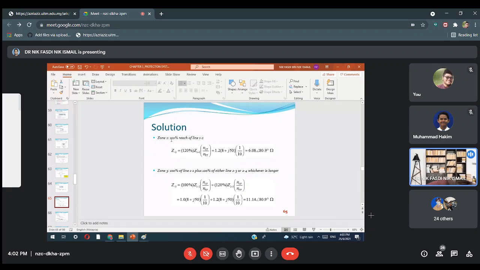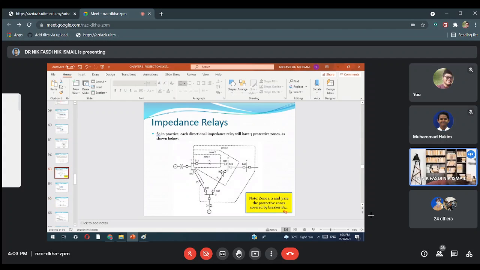ZR2 is again 120% reach of line 1 to 2. So we have 120% of Z12, 8 plus j50, times 1 over 10, and you get 6.08. Similarly for zone 3, 100% of line 1 to 2 plus 2 to 3 or 2 to 4, whichever is longer. Going back to this circuit, 2 to 3 is longer, and 2 to 4 is shorter, so we choose the impedance of 2 to 3.